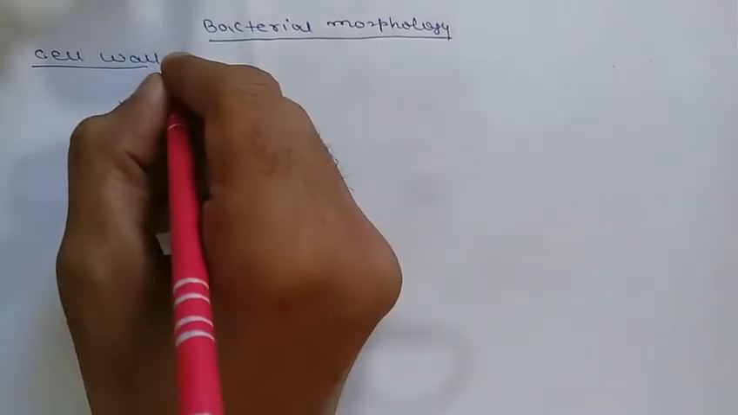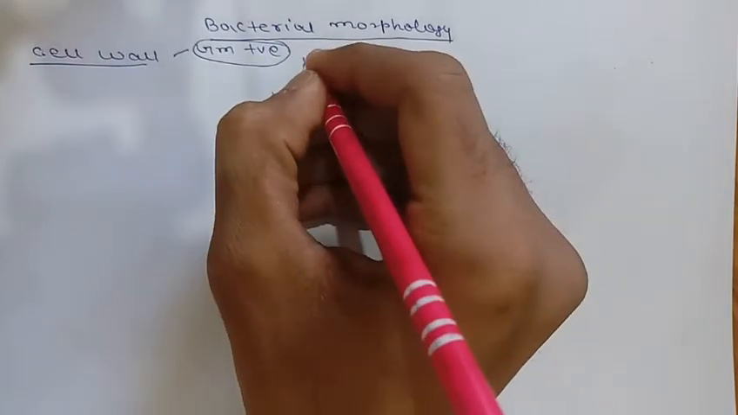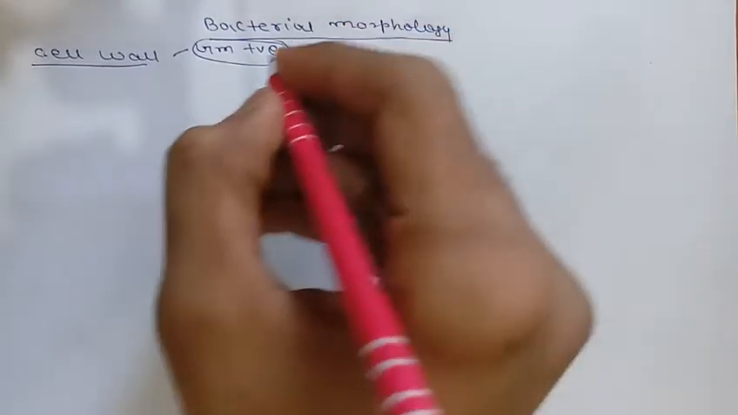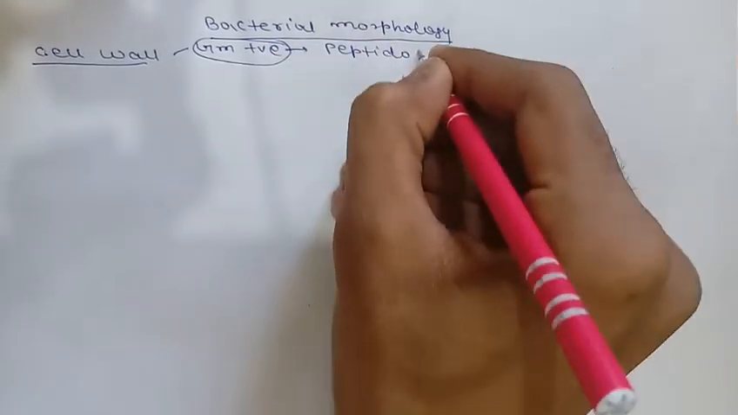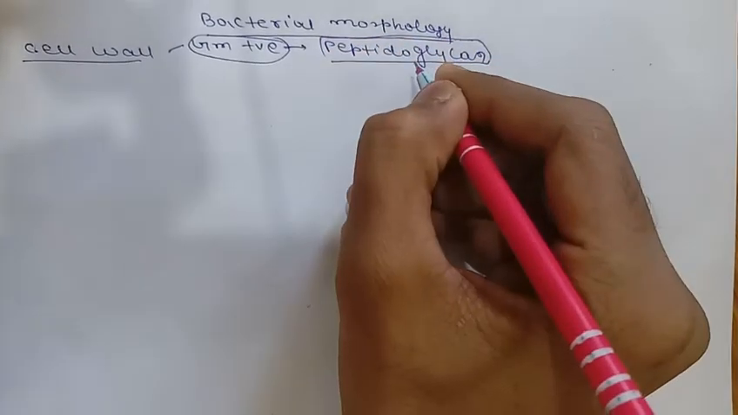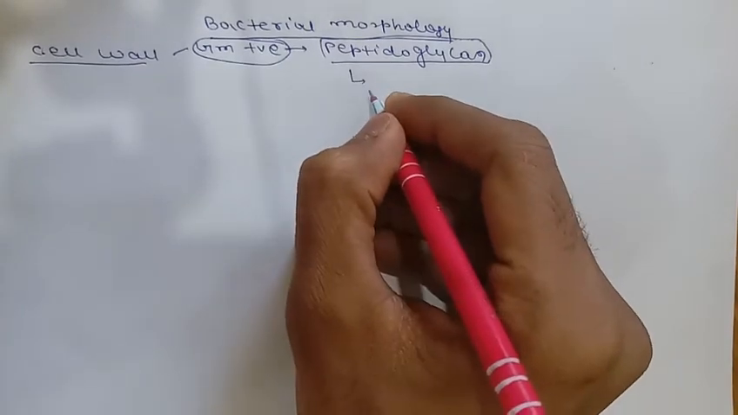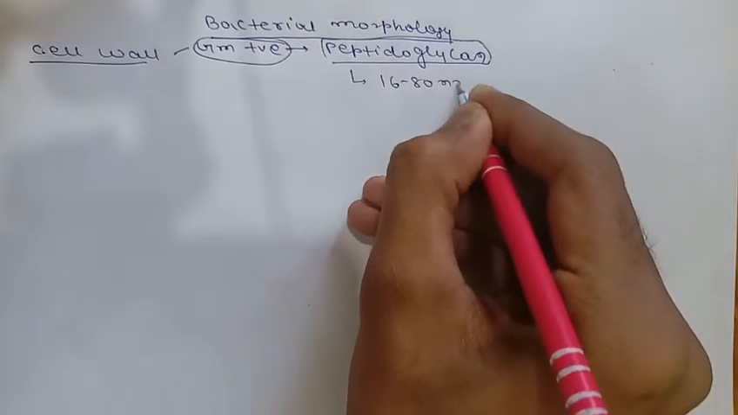First, we will discuss the cell wall of gram positive bacteria. The cell wall of gram positive bacteria is simpler compared to gram negative bacteria, and gram positive bacteria contain a peptidoglycan layer, very important. The cell wall consists of peptidoglycan. So first we will discuss peptidoglycan. In gram positive bacteria, the peptidoglycan layer is much thicker, about 60 to 80 nanometers.